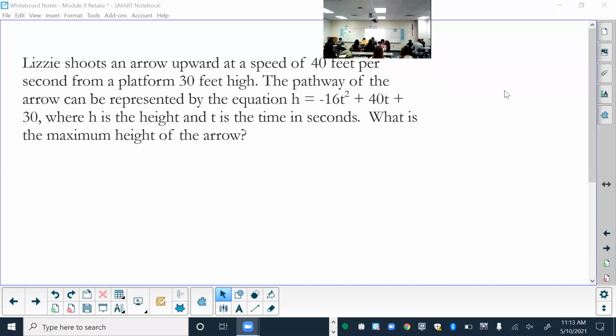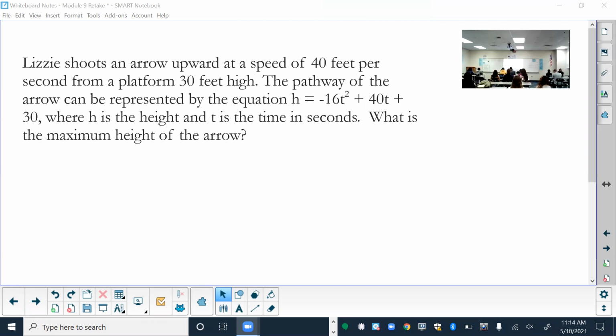All right, so we have Lizzie shoots an arrow upward at a speed of 40 feet per second from a platform 30 feet high. The pathway of the arrow can be represented by the following equation, where h is height and t is time in seconds. What's the maximum height of the arrow?